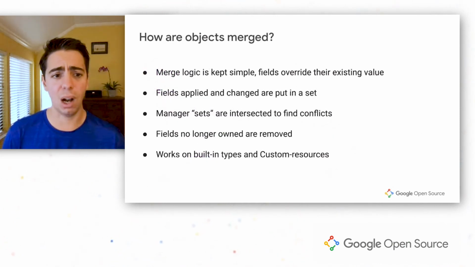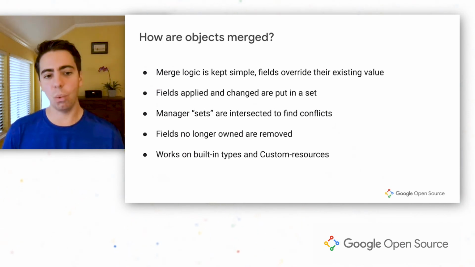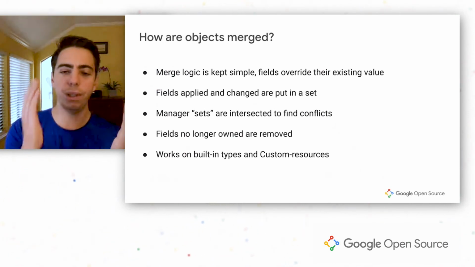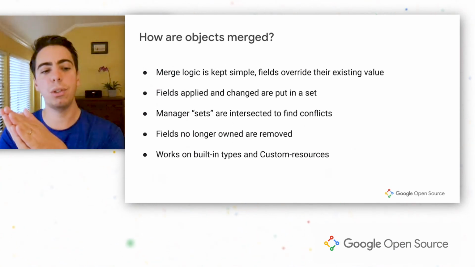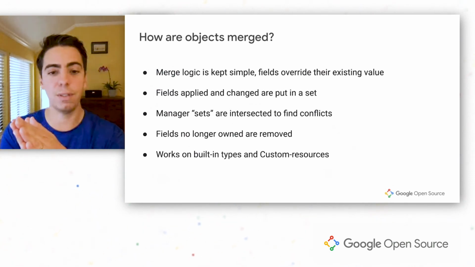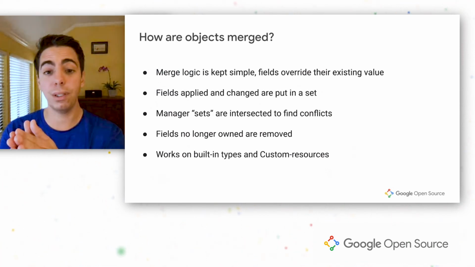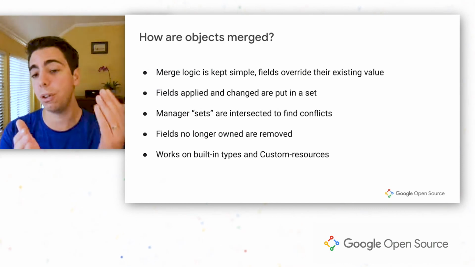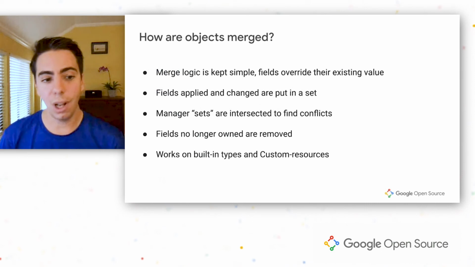So now the question is, how are objects merged? We've tried to keep the logic as simple as possible. And by that, I mean we literally take what you apply, we take the existing object, and we put it on top. So any value that you specify is going to end up in the object, and any value that you haven't specified is going to be kept the same. Obviously, one of the questions when we do that is how do you remove a field? Because if you remove it from your config and apply it, well, it's not going to be removed. It's going to keep the current value.